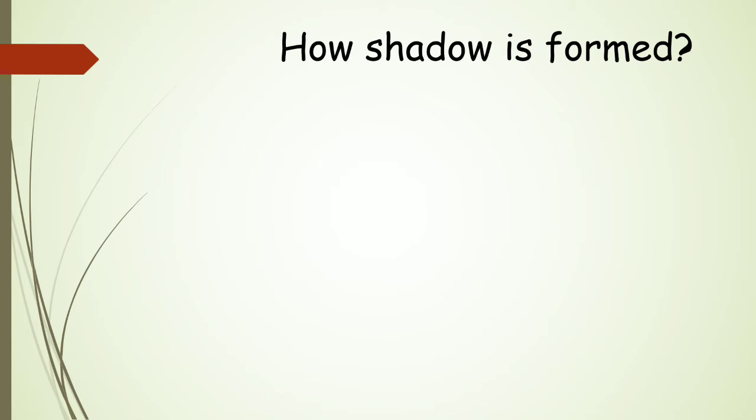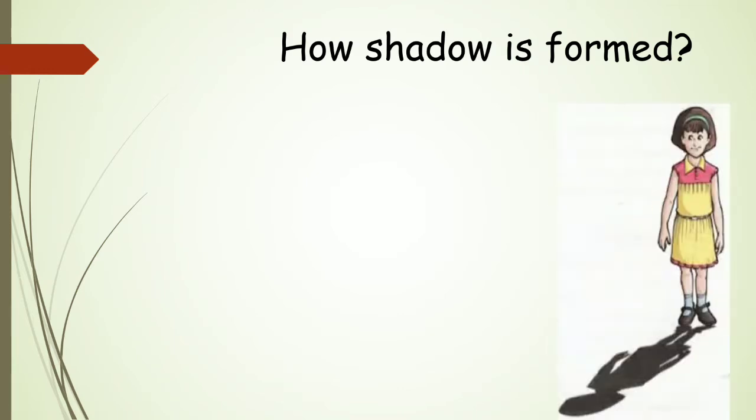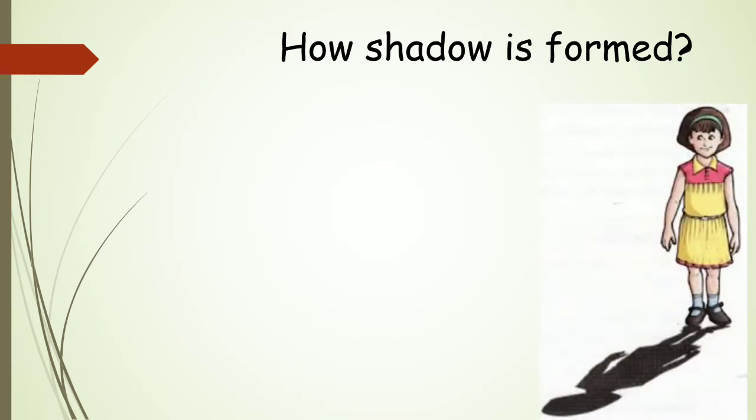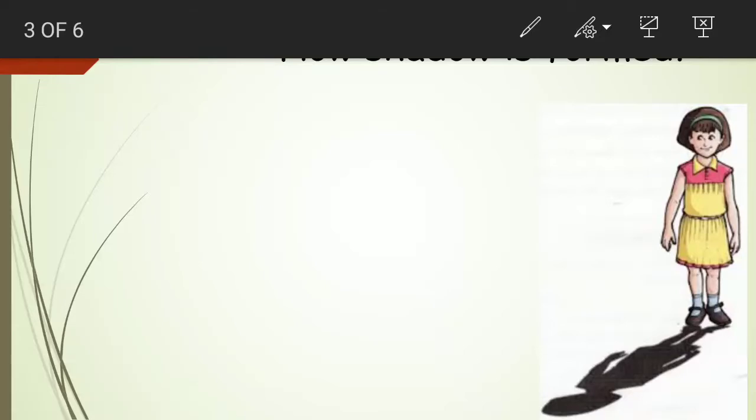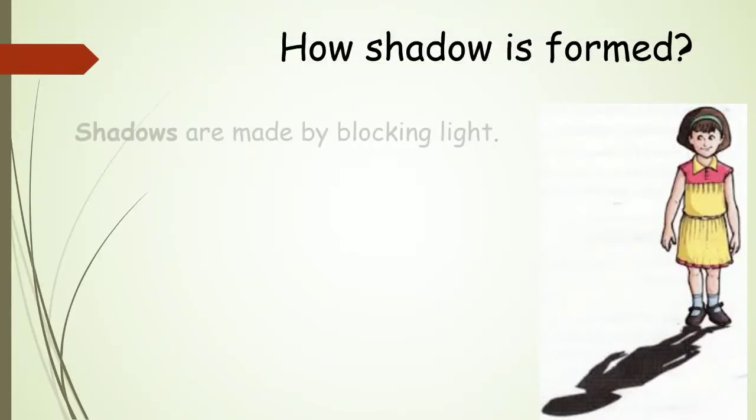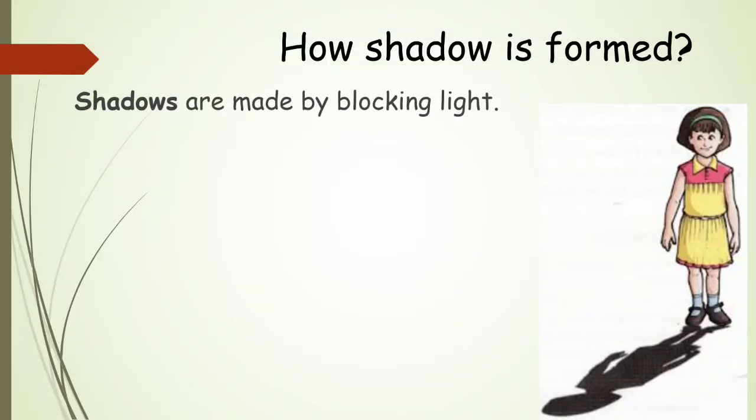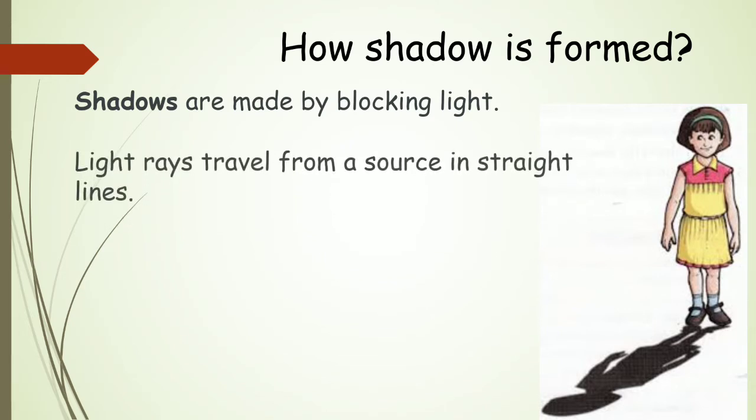Before that, let us see how shadow is formed. Now you can see this picture. A girl is standing and her shadow is formed. But what is the reason and when is shadow formed, that you can understand by these points. So shadows are made by blocking light. There are two important things which are required for formation of shadow. One is light and the other is an obstacle or an object which will block the path.